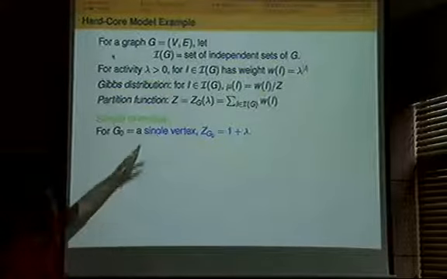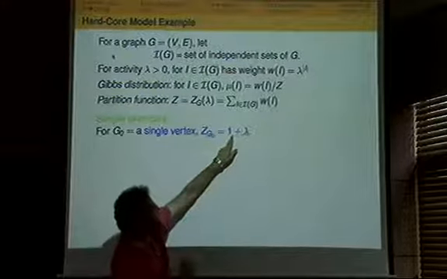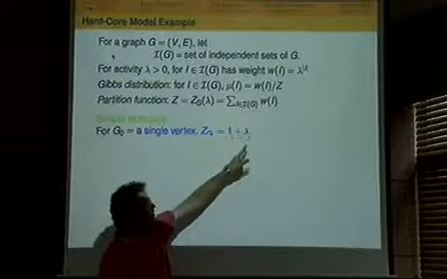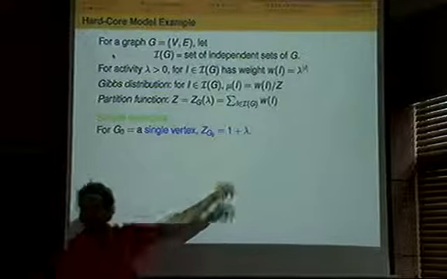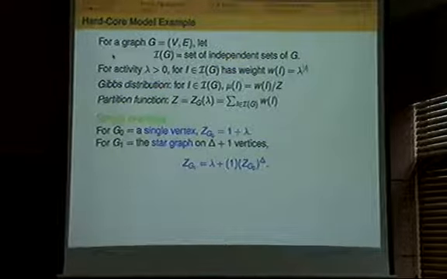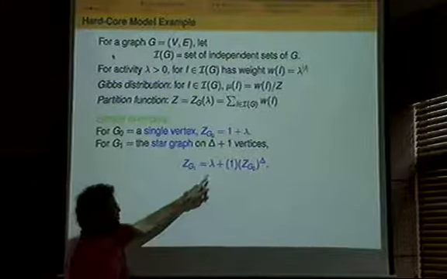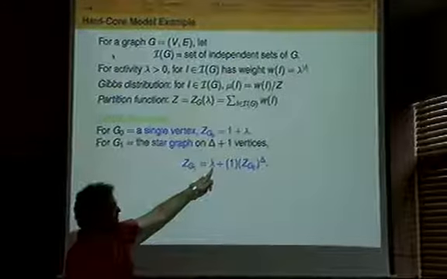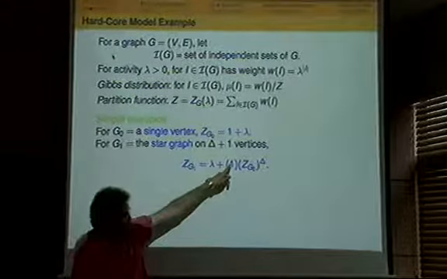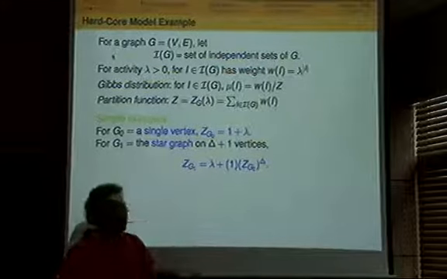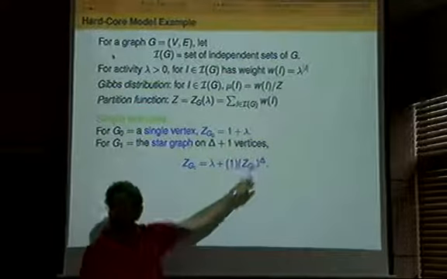Just some simple examples. I have a graph that is just a single vertex. Then the partition function is just, well, I have two independent sets: either I occupy that one vertex, which has weight lambda, or I have the empty set, which has weight 1. Now I have a tree of depth 1, just a star graph. Either I occupy the root, and if I occupy the root I can't do anything else, so that has weight lambda. Or the root is unoccupied, and then I have these delta independent vertices. And so for each one, I can go back and look at this, and I get this recursion.